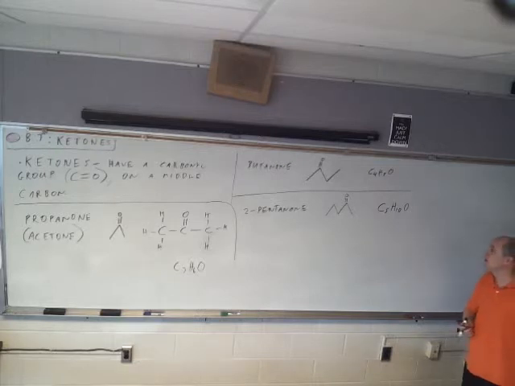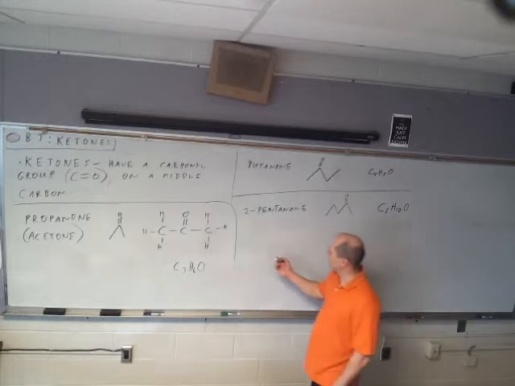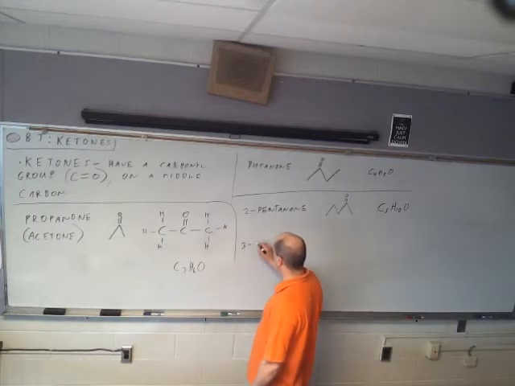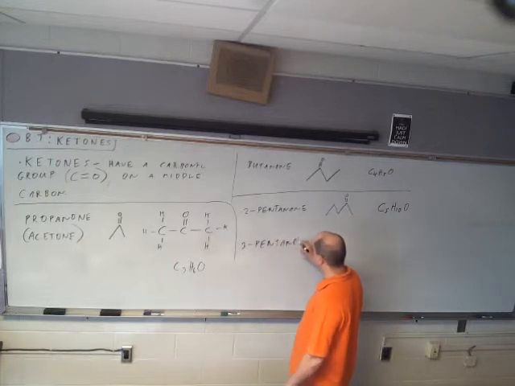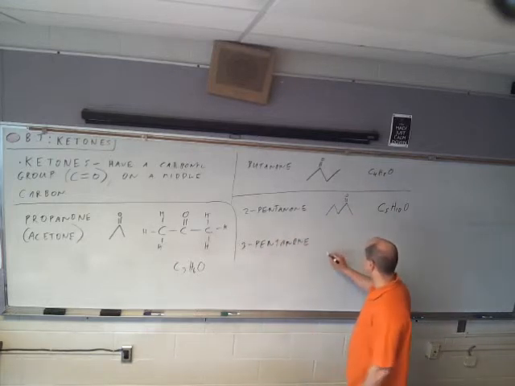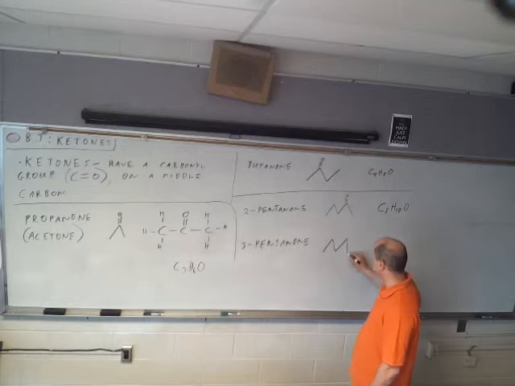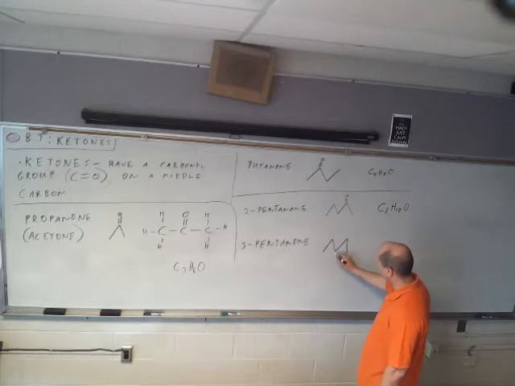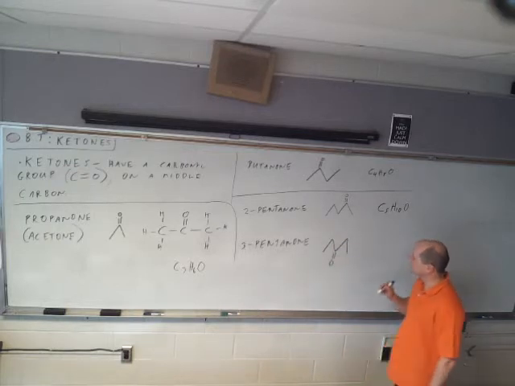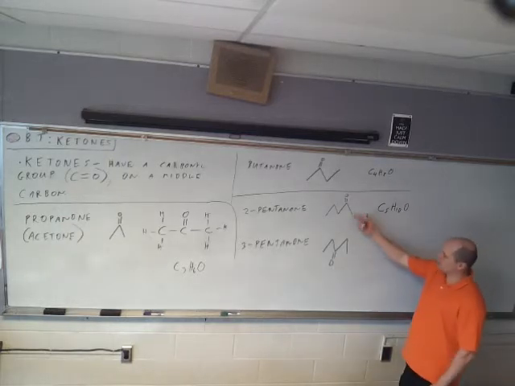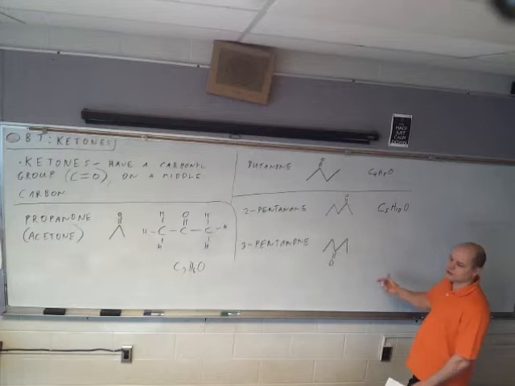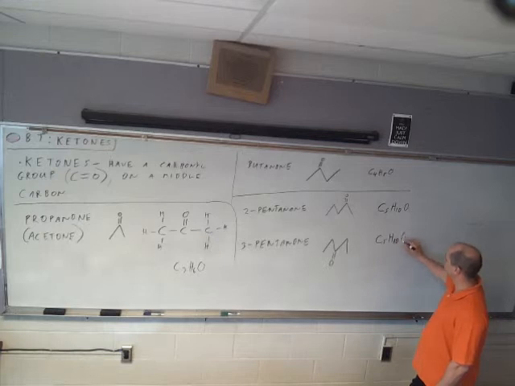Alright. And so we can do 3-pentanone, and then the oxygen would be on the very middle carbon. This would be 1, 2, 3, 4, 5. So there's pentane again, and this time it'll come off the number 3 carbon. Formula, obviously, for these two is the same. All we did is move an oxygen and move 2 of the hydrogens. So the formula is still going to be C5H10.